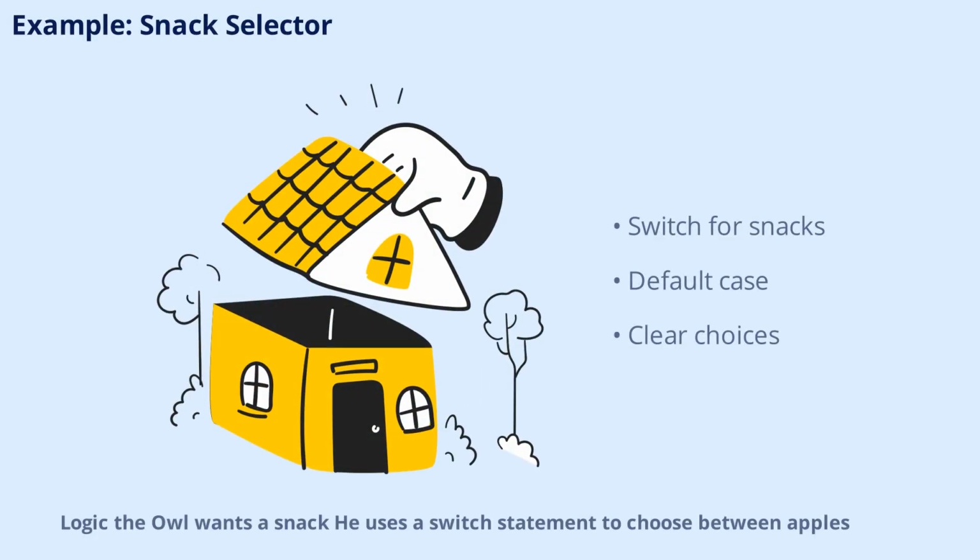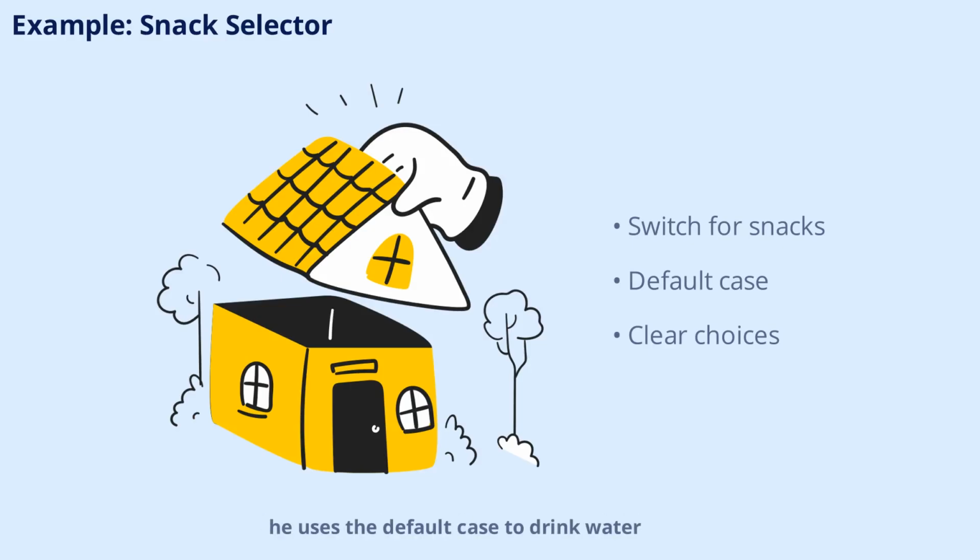Logic the owl wants a snack. He uses a switch statement to choose between apples, bananas, and grapes. If none are available, he uses the default case to drink water. This shows how switch statements make choices easy and clear.